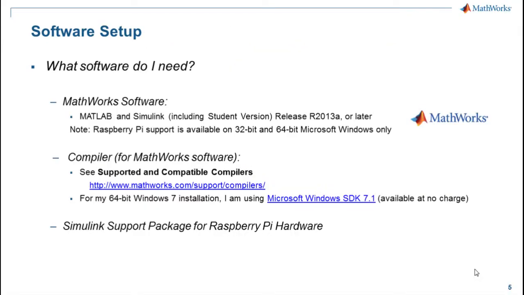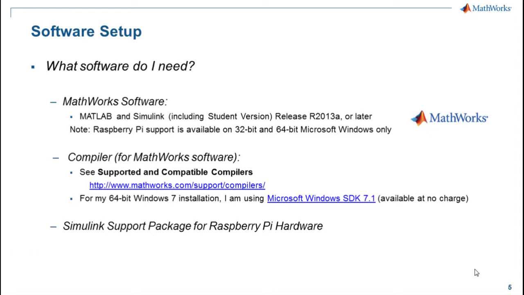We need three things. First of all, we need some MathWorks software. That's MATLAB and Simulink, released 2013A or newer. And that can include the student version. However, we should note that the Raspberry Pi support is available on 32-bit and 64-bit Microsoft Windows only.